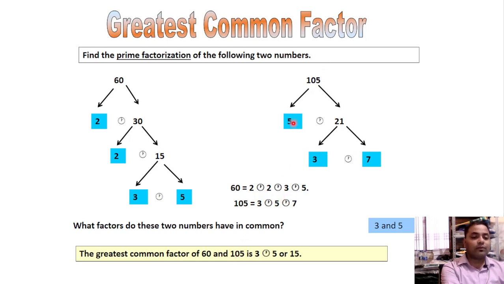For 105, 5 times 21, and for 21, 3 times 7, so 5 times 3 times 7, or 3 times 5 times 7, is the prime factorization of 105. So what factors do these two numbers have in common? 3 and 5. Here you can see 3 and 5 are the common numbers in 60 and 105. The greatest common factor of 60 and 105 is 3 times 5 equals 15.